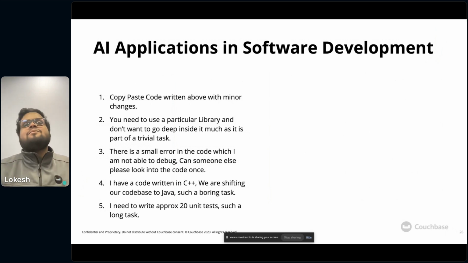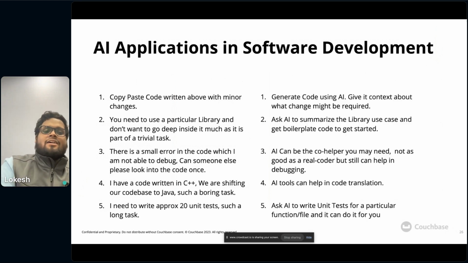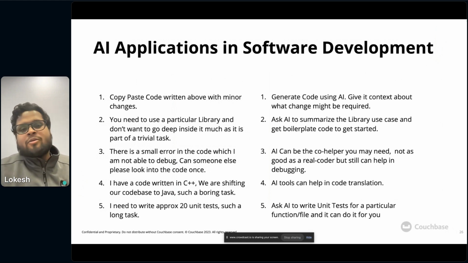Or I have code written in C++ and my team is asking, oh, I need it in Java. Oh, it's such a boring task. Or I need to write 20 unit tests for this file. Oh man, such a long task. Boom, you can now use AI to do all this stuff for you. Of course, it cannot be 100% accurate, but it can save you a lot of time.